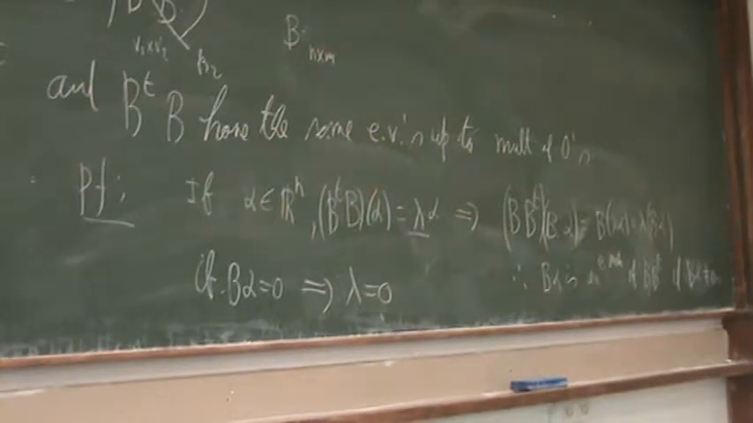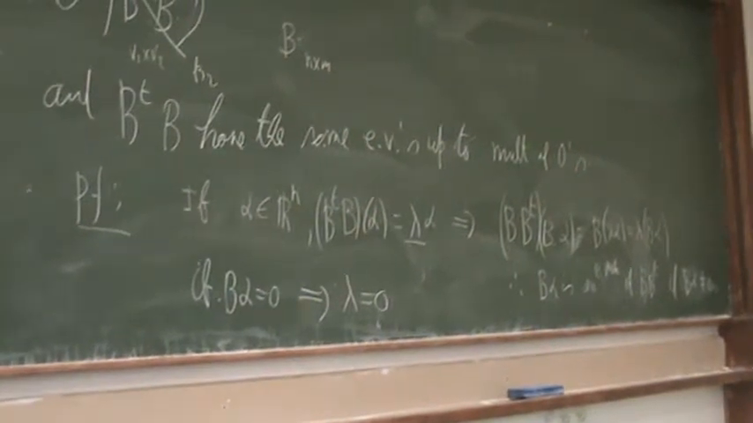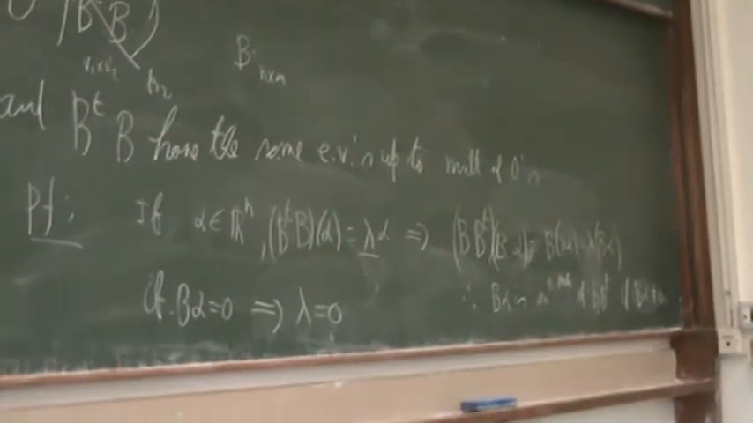And this argument is of course symmetric. I proved it for BB^T, but it's the same proof for B^TB, so it goes also from the other direction. Is that okay? So they have the same eigenvalues.